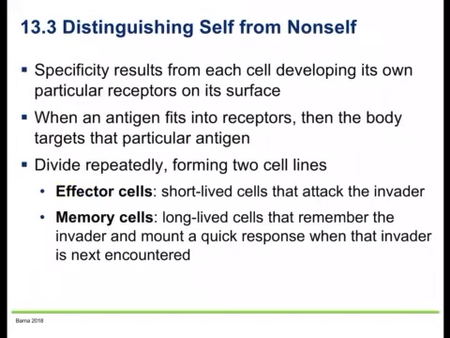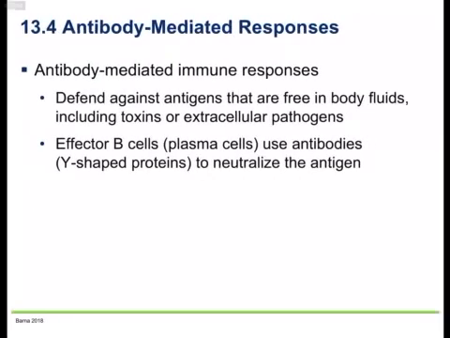Looking at specificity here, okay, so antigens fit into receptors on those MHC receptors, and then the body targets that particular antigen, okay? The ones that do the attack are called effector cells, and the ones that remember that invader or that antigen are called memory cells, and they can make more effector cells if we encounter it at a later date. All right, so we have either antibody-mediated immune response or we have what's called cell-mediated immune response.